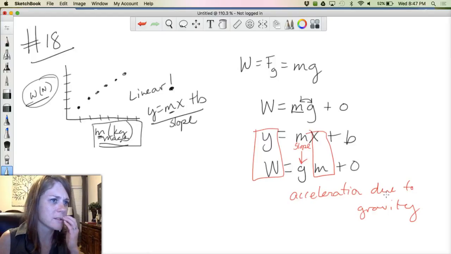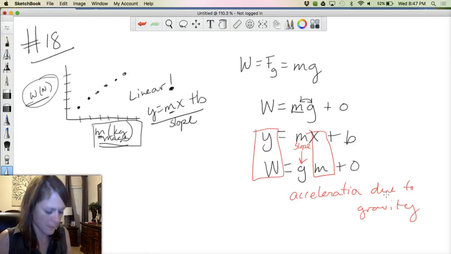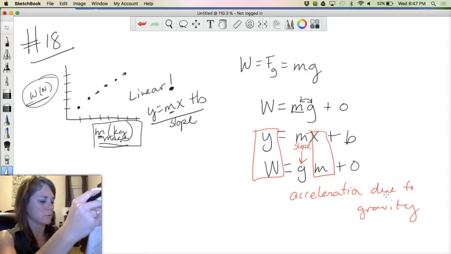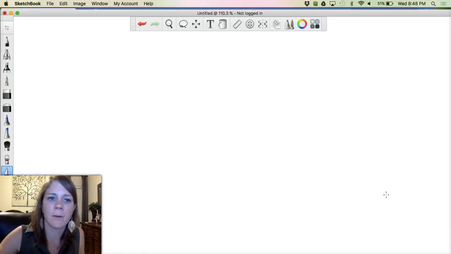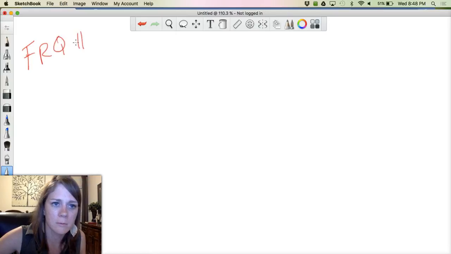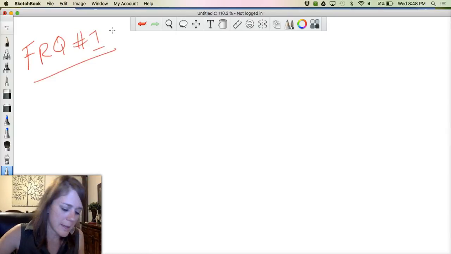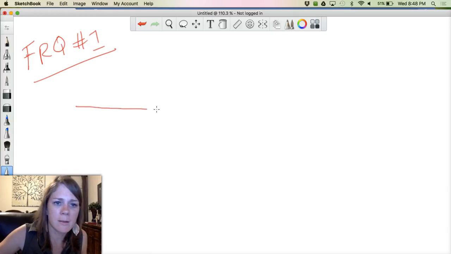FRQ number 1, section E. Okay, so let's look at FRQ number 1. In FRQ number 1, I do want to point out that we have an inclined plane here, and of course we have this sled going down the inclined plane.